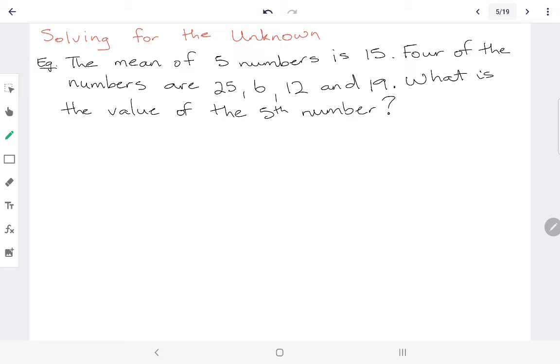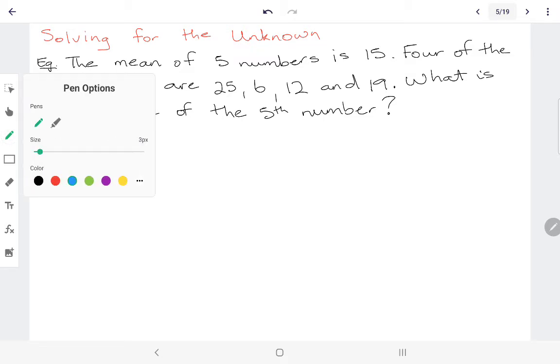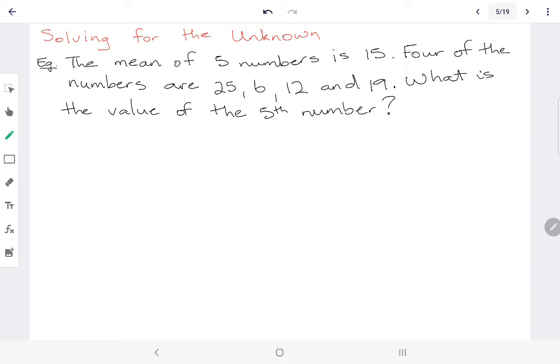Our next scenario is solving for the unknown. So a very key note to remember: whenever you are solving for the unknown, you always have to find for the sum first. Always find for the sum, and then you will be able to find for the unknown value. So from the question we have here, it said the mean of 5 numbers is 15. 4 of the numbers are 25, 6, 12, and 19. What is the value of the 5th number?